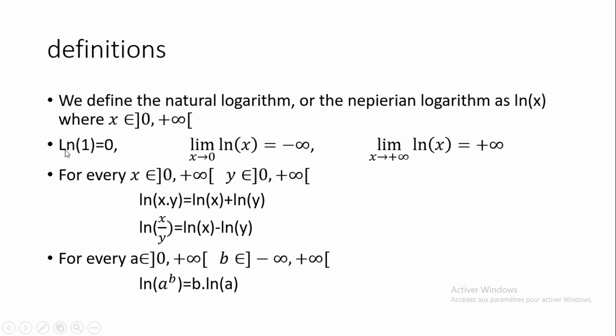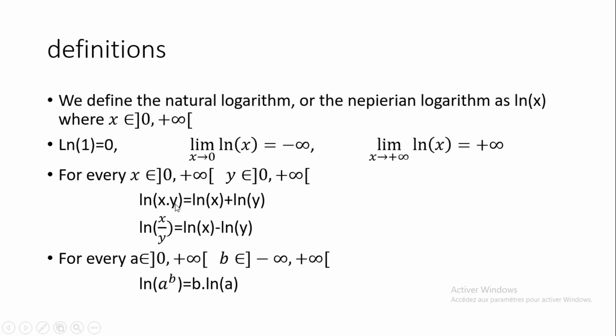The first one is the logarithm of 1 is equal to 0. The limit when x gets closer to 0 of the logarithm of x is minus infinity, and the limit when x gets bigger of ln of x equals plus infinity. So for every x in 0 plus infinity and y in 0 plus infinity, we have the following rules.